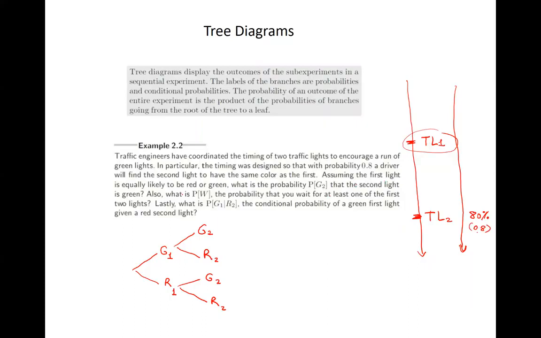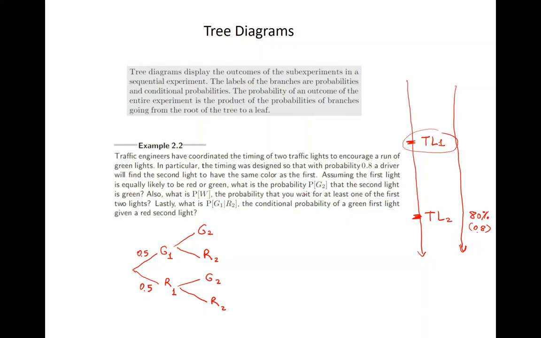Assuming the first light is equally likely, so whether you come across green or red is equal, which means 50%. So we can put here, let's say 0.5. So the first light might be green with the probability of 0.5 or red with probability of 0.5.